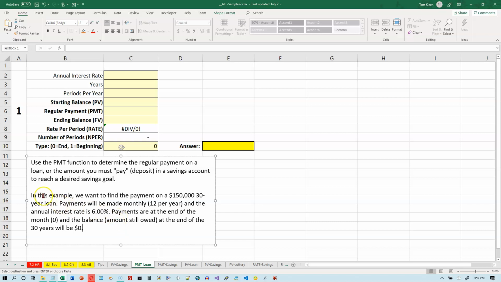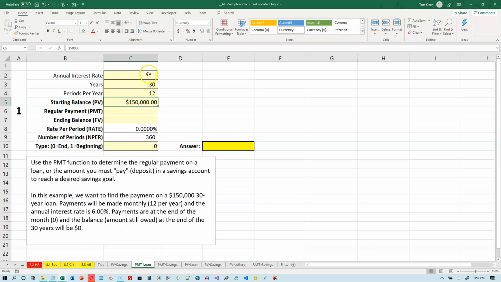So what we have to do in the description here is identify what all these numbers are and then plug them in up here. So $150,000 is going to be the starting balance, the present value. So let's put $150,000 in here. And the number of years is 30. So let's go up here and put in 30. The number of periods per year is 12. The annual interest rate is 6%.